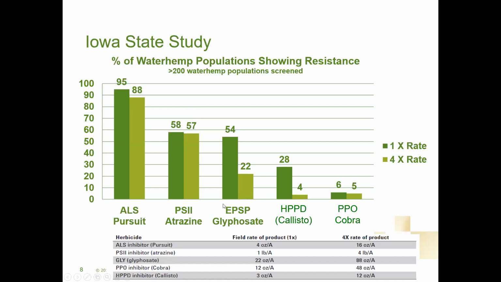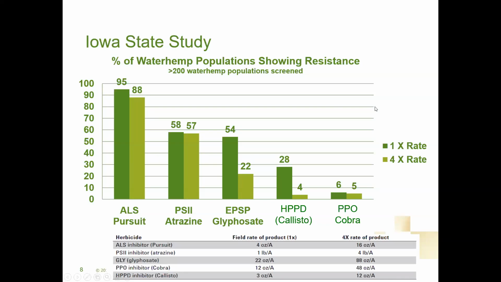Now you can see the photosystem 2, atrazine, we got some resistance. We got some resistance to glyphosate, Callisto, and I'm guessing this Cobra, these PPO inhibitors is much higher today than what it was back when they did this study. Because once glyphosate started failing, we did go back to these PPO inhibitors, and those started to fail as well. And so we do have a lot of resistance showing up.